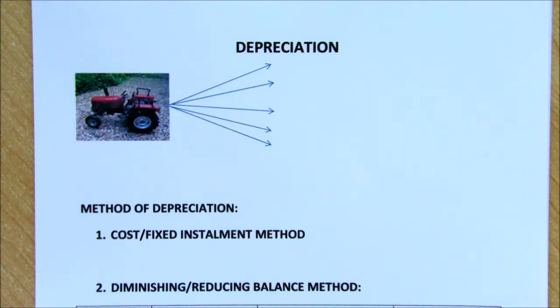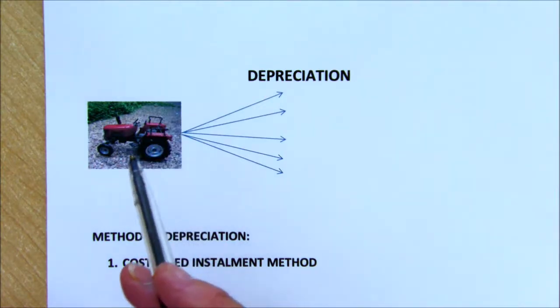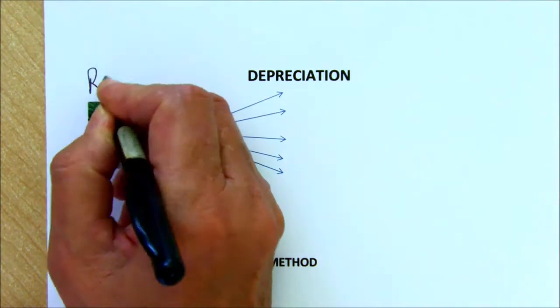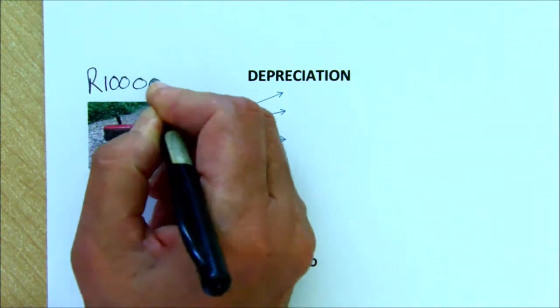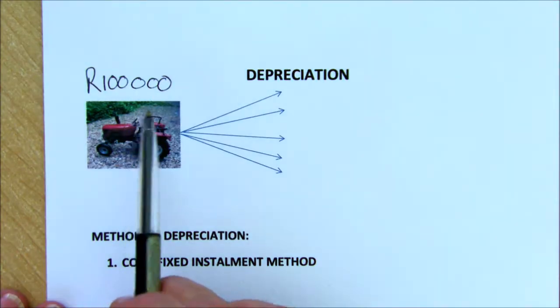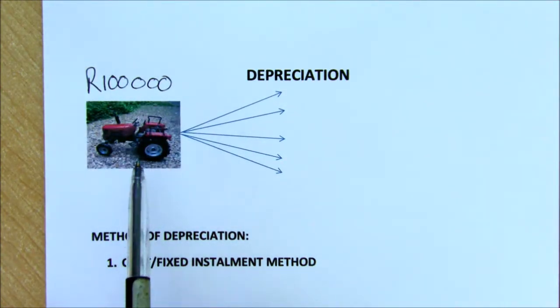Now basically let's take an asset, and I've taken an example of a tractor here, but it would apply to a vehicle, to any equipment or anything. And let's say that I bought this for 100,000. Now that would be an asset to me, and its historical cost is 100,000.